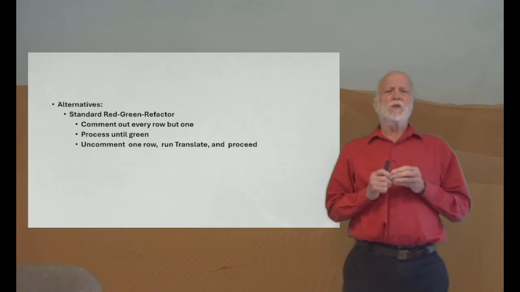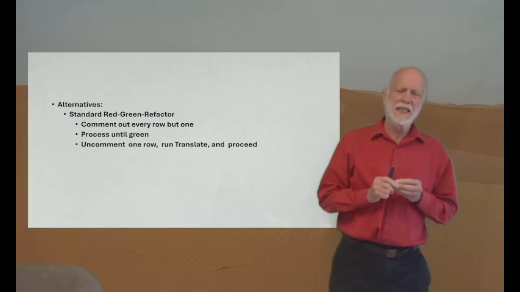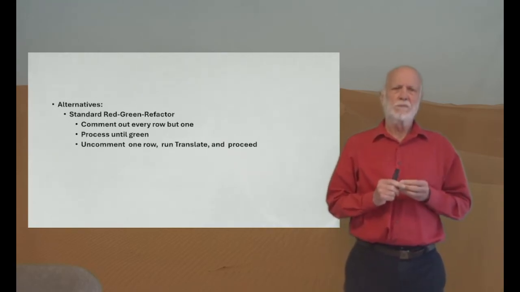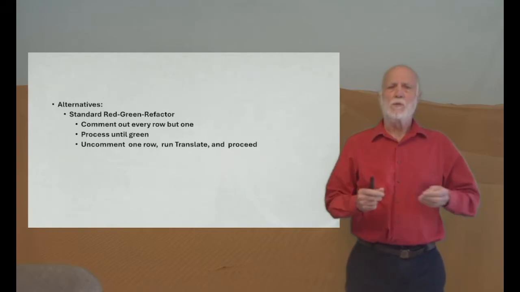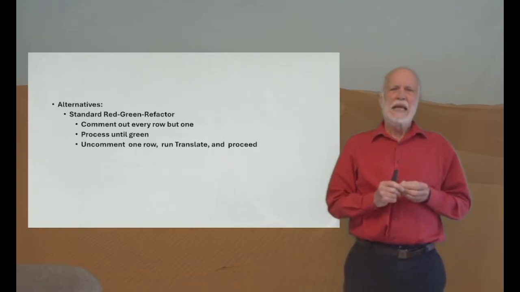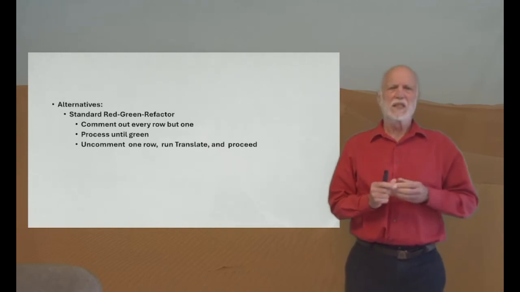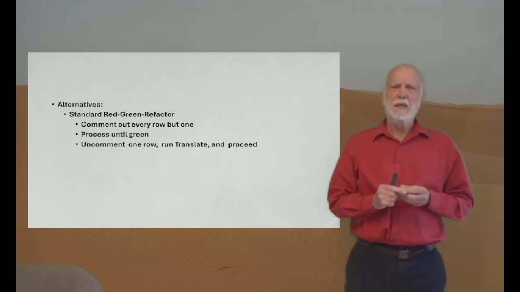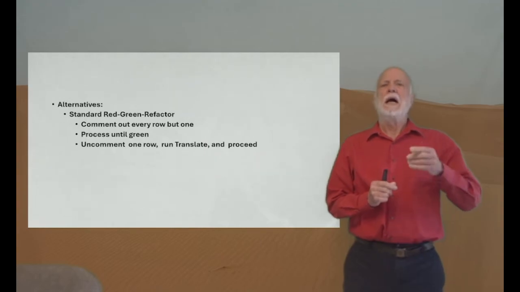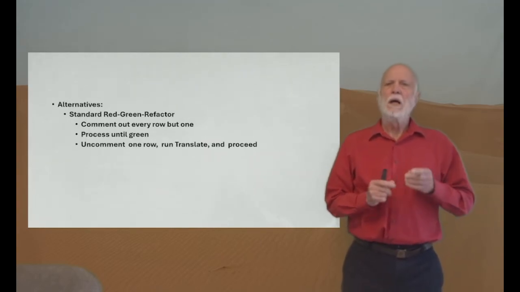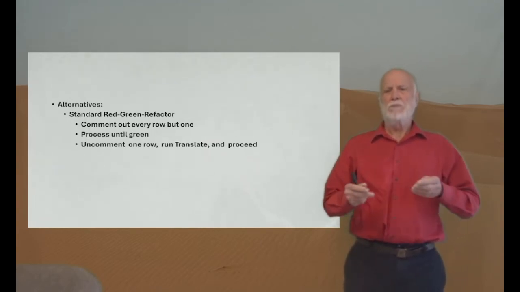So there's 2 approaches that you can take to TDD using the Gherkin Executor. First is a standard red-green refactor. You comment out every row but 1, you process until green, and then you uncomment another row and translate, and then proceed from there.